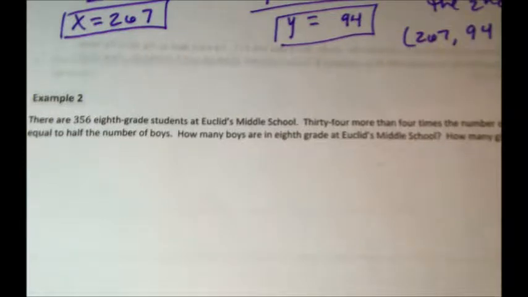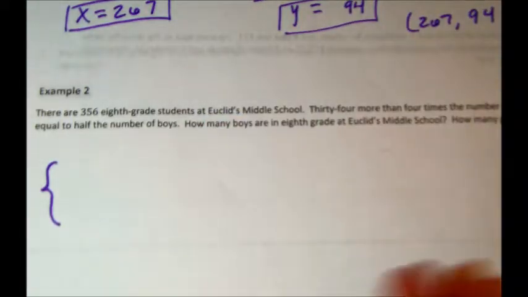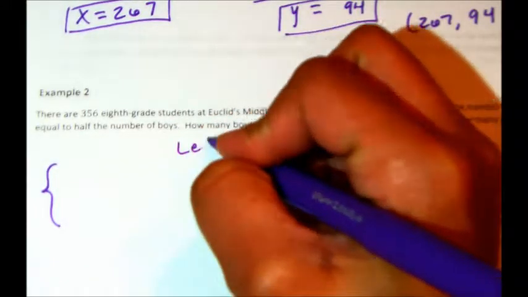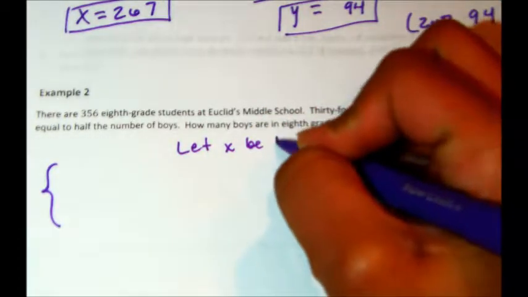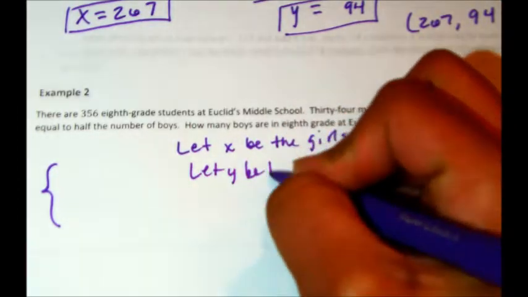Example number 2 says there are 356 8th grade students at Euclid's Middle School. 34 more than 4 times the number of girls is equal to half the number of boys. How many boys are in the 8th grade at Euclid's Middle School? How many girls? Go ahead and use cubes to annotate your problem. Let's define our variables. What are we talking about in this problem specifically? We're talking about the total number of 8th grade students, and the categories that we're broken down into are the girls and the boys. So let's define our variables and say let x be the girls and let y be the boys.